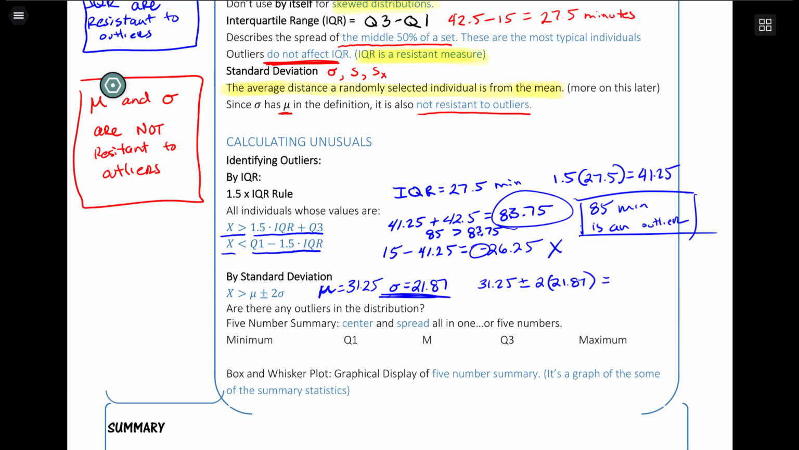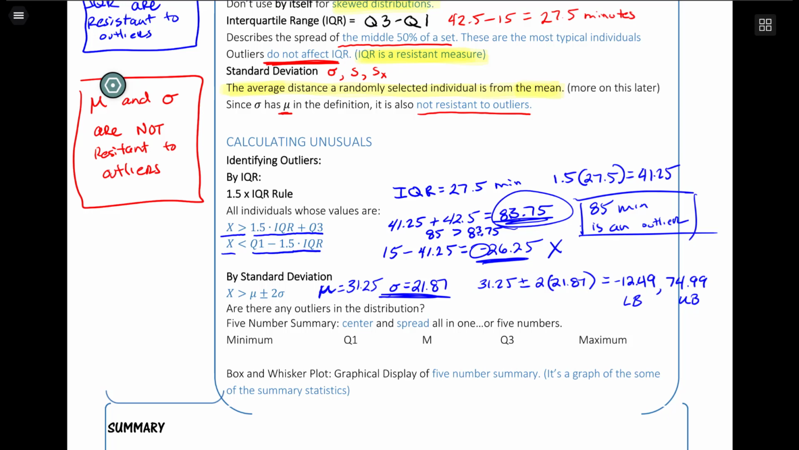Punching this into my calculator, I get negative 12.49 minutes when I do the subtraction, when I do 31.25 minus 2 times 21.87. But if I add 31.25 plus 2 times 21.87, I end up with 74.99 minutes. And so this is like my lower boundary for an outlier, and this is my upper boundary for an outlier, similar to what I found in this previous example of negative 26.25 and 83.75.